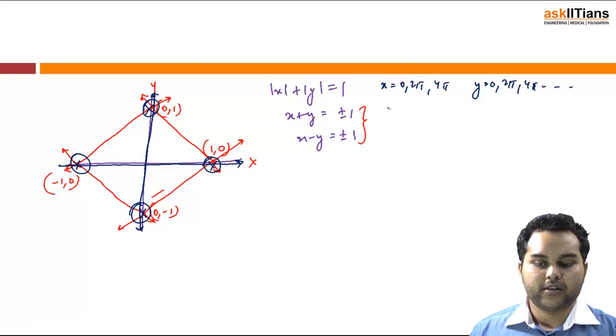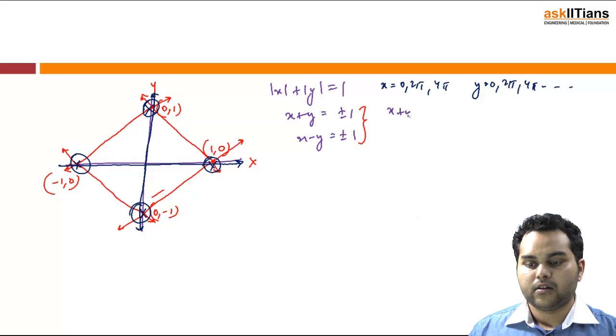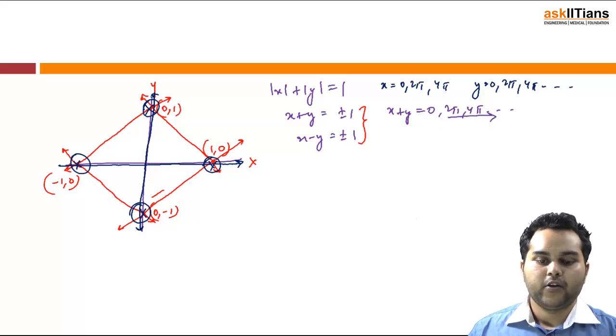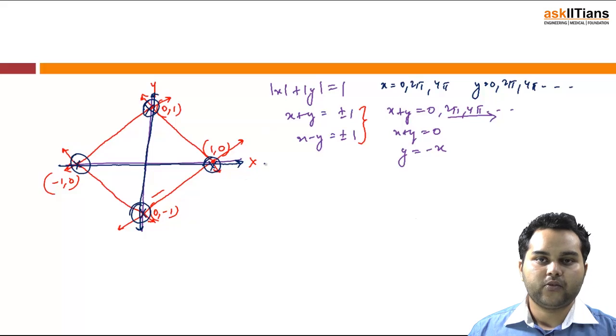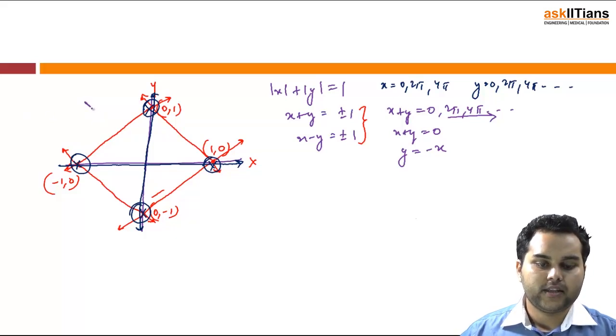The next equation I got was x plus y being equal to 0 or 2 pi or 4 pi and so on, of which if I consider the next numbers, that is 2 pi, 4 pi, would be beyond the scope of this point of intersection. Hence, I would consider x plus y is equal to 0, which would mean y is equal to minus x, or a line that is inclined at 45 degree with respect to both the axes and is passing through the second and the fourth quadrant in this manner.